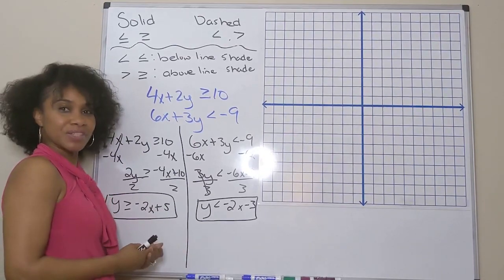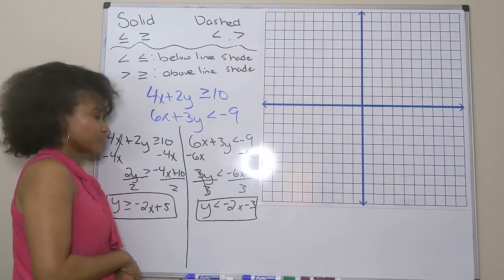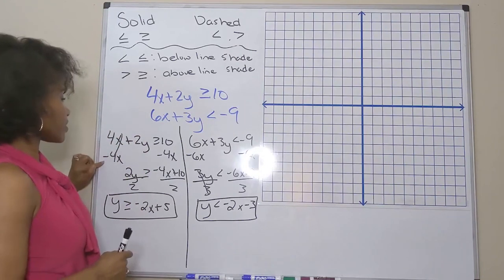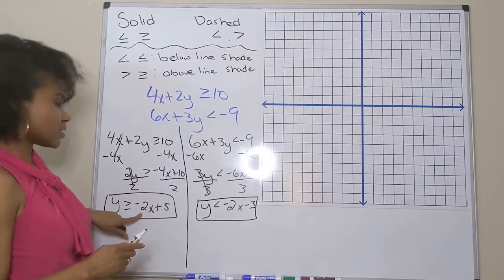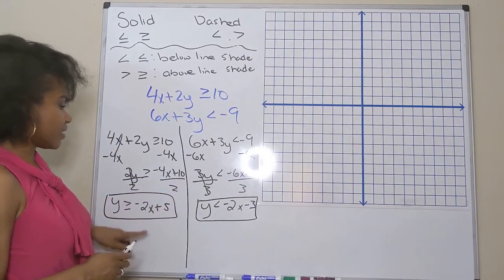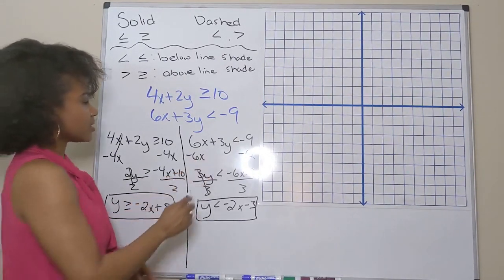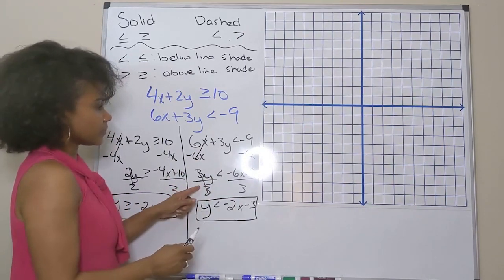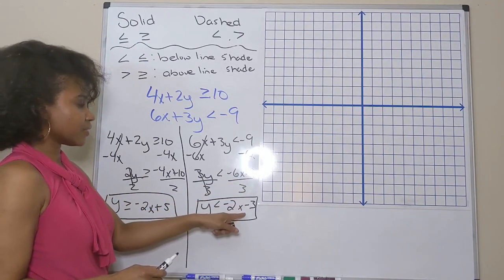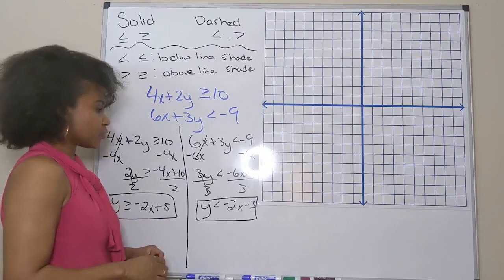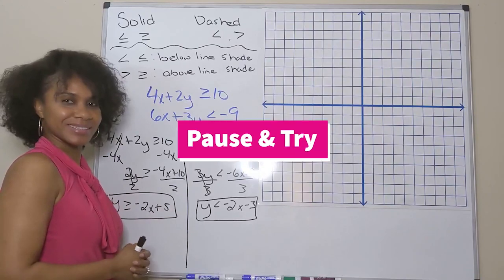All right, so hopefully you paused the video and you remember that you needed to rewrite each one of these equations in slope-intercept form. For the first one, you have to subtract 4x from both sides and then divide by 2. Negative 4 divided by 2 is negative 2x. 10 divided by 2 is 5. So I'm left with y is greater than or equal to negative 2x plus 5. Over here, I had to subtract 6x, then divide by 3. Negative 6 divided by 3 is negative 2, and negative 9 divided by 3 is negative 3. So the first thing we had to do is to rewrite the equations. Now go ahead and graph it if you haven't graphed it yet.